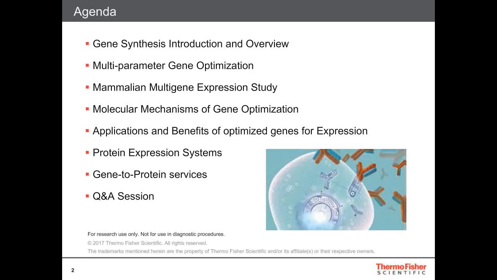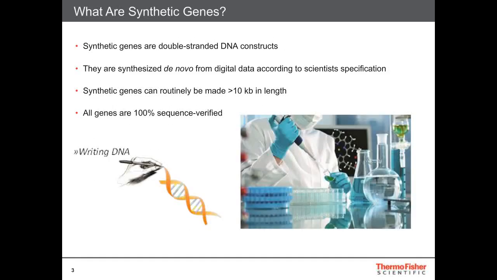to protein. So anyone who has never used a synthetic gene before, those are of course double-stranded DNA constructs which are synthesized de novo completely from scratch and based only on a digital DNA or amino acid sequence. And of course they are made exclusively according to a scientist's specification. Those genes can be made more than 10 kb in length, and of course no gene leaves our house when it's not 100% sequence verified.